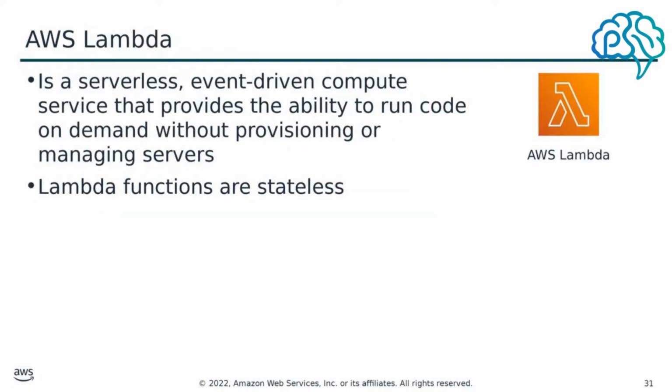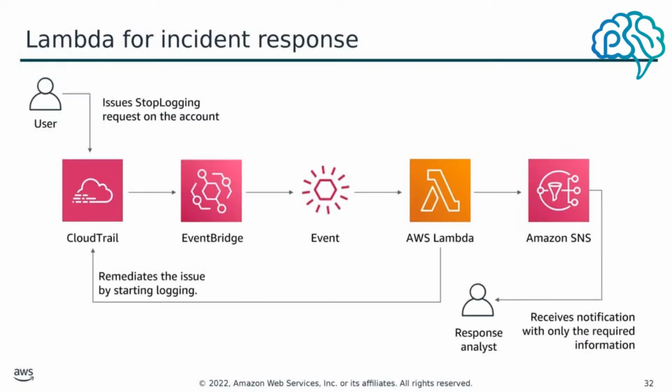We also have AWS Lambda. AWS Lambda is a serverless event-driven compute service that you can use to run code on demand, and you don't have to manage servers. Lambda functions are stateless as well, which means that you don't have to worry about the underlying infrastructure. If you need to store secrets, for example, you could use the AWS Key Management Service for that. So this is a great service for automation for security.